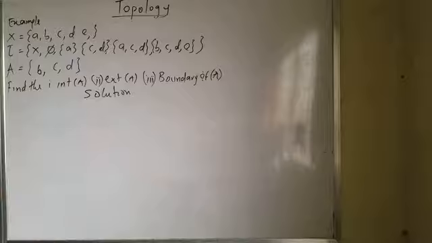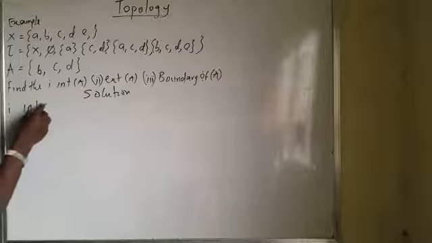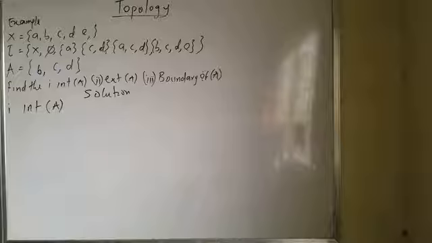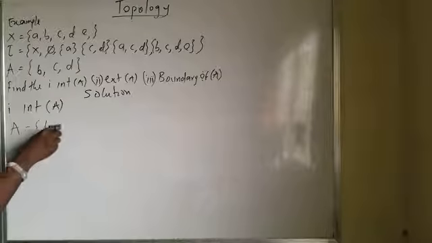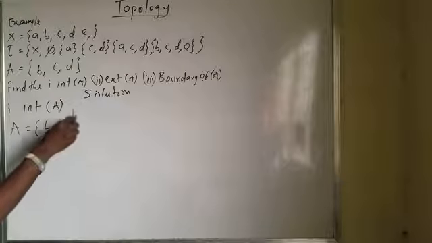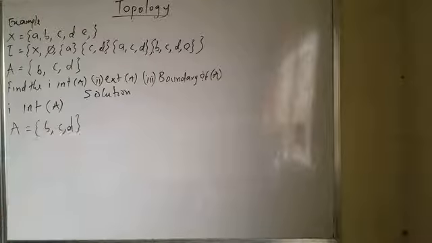The first thing I need to find is number one. We are talking about the interior of A. Now we need to find A. Our A is equal to B, C, and D. That is my A.